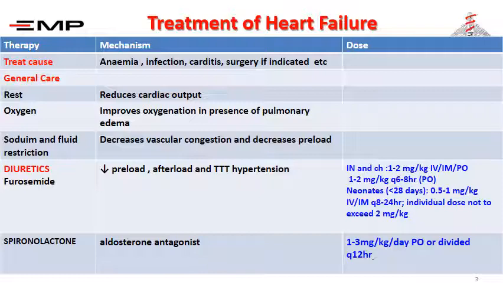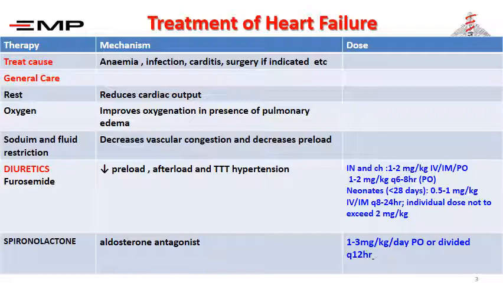As for general care, the patient has to rest to reduce the cardiac output. If we put him in the semi-sitting position at 45 degrees, this is better for his respiration. And in infants, we ask the mother not to make their babies lie flat, but to elevate them in a semi-sitting position. We can use oxygen to improve oxygenation in the presence of pulmonary edema. Restrict the sodium and the fluid so as to decrease the vascular congestion and decrease the preload.